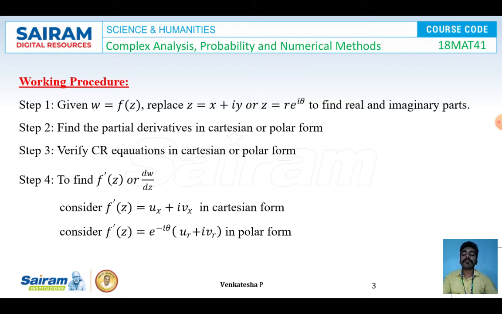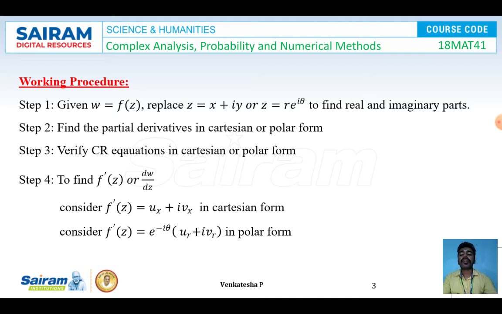In step 1, given w is equal to f of z, where z is a complex variable, we are supposed to replace z is equal to x plus iy, or z is equal to r e power i theta, as a complex number to find the values of u and v.